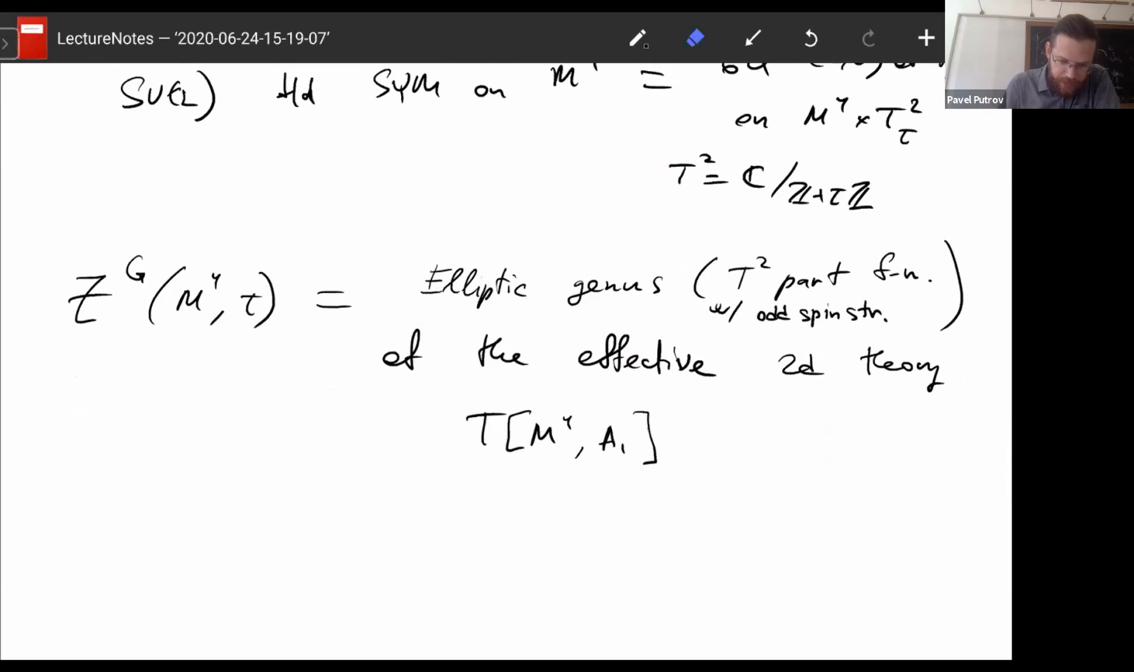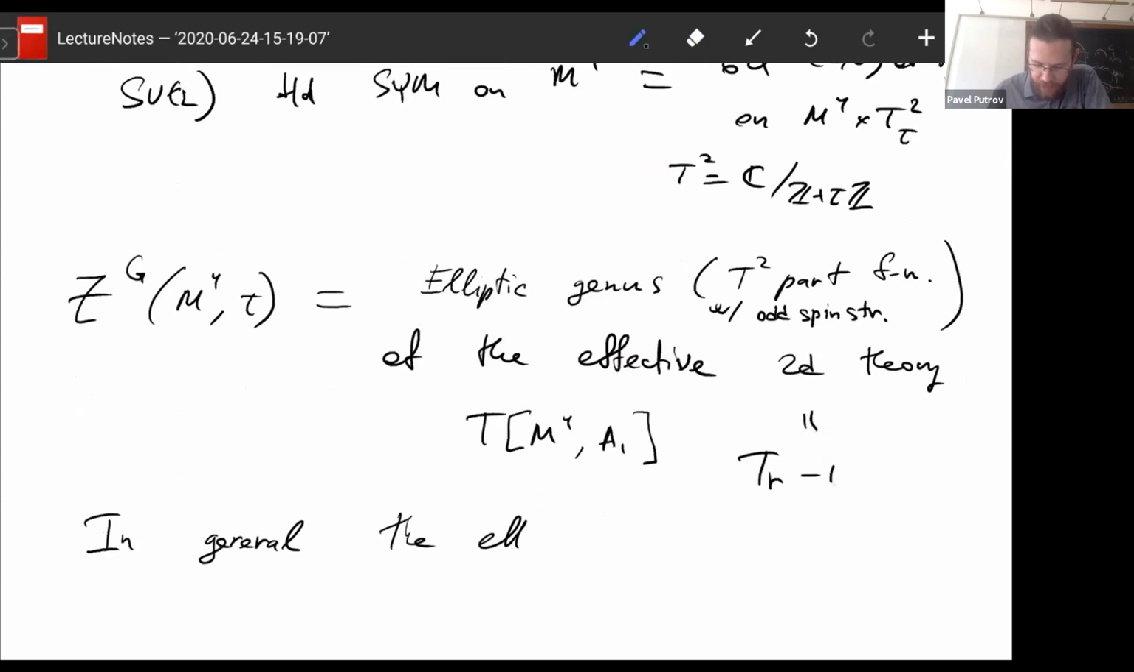So in general, by elliptic genus, I mean the physical elliptic genus, which is this T2 partition function, and which can more explicitly be written as a trace of (-1)^F over the Hilbert space on a circle, q to the L0 and q bar to the L0 bar, where L0 and L0 bar are left and right moving Hamiltonians. H is a Hilbert space on a circle.